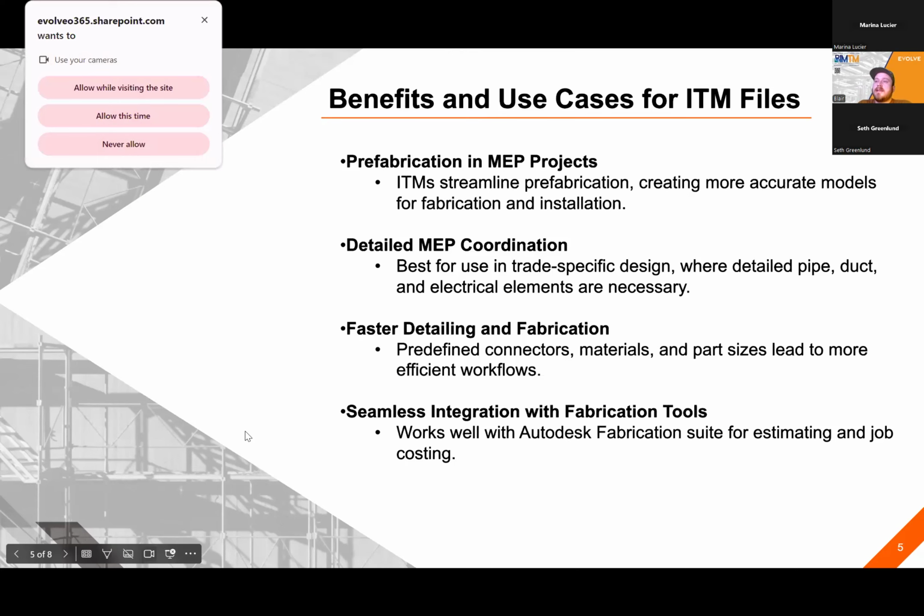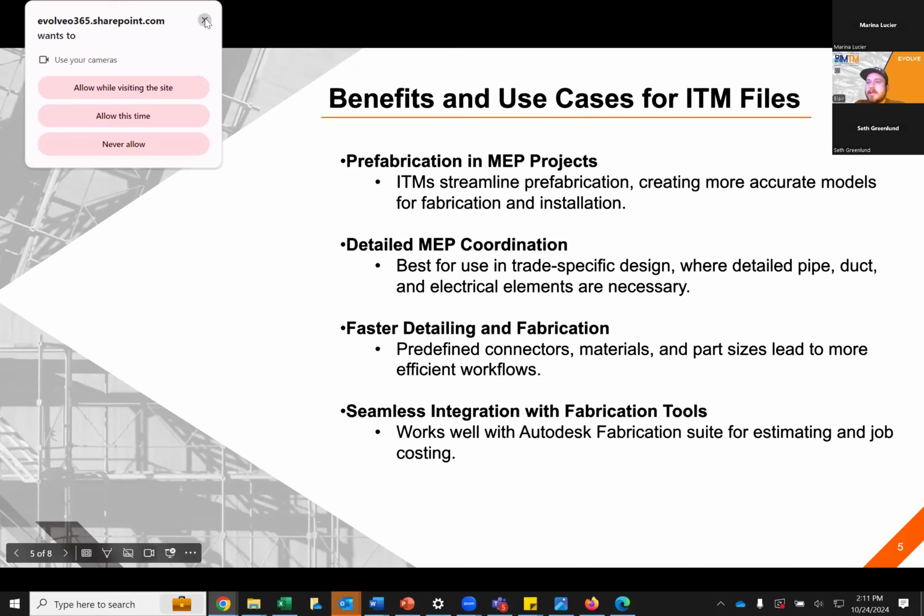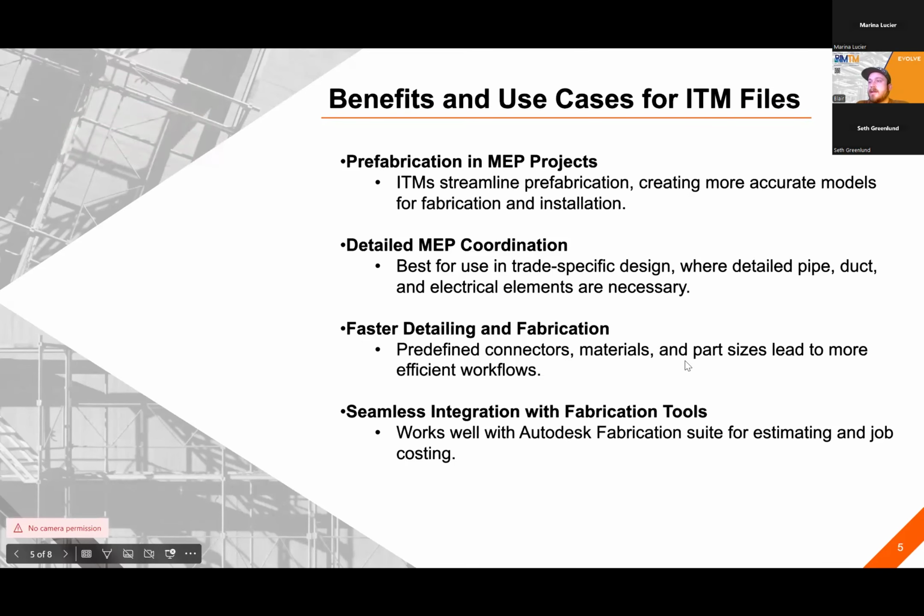And then faster detailing and fabrication. As long as you have everything set up, predefined connectors, materials, parts and sizes lead to more efficient workflows. That's as long as your database is set up great. For RFA, working in Revit, it can be really quick and seamless. And then the seamless integration with fabrication tools. With ITMs, you can directly export to an MAJ file, which can be used with CAM and your automation shop tools, such as Tiger Saws and CAM software.